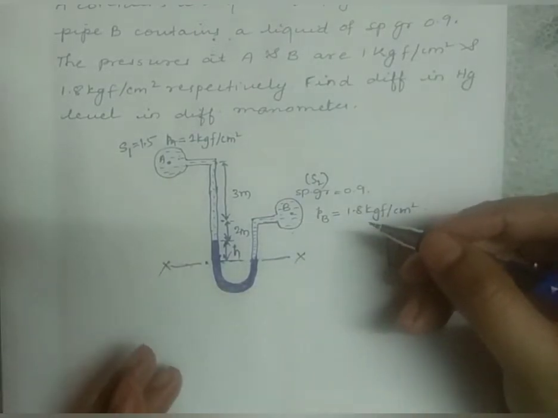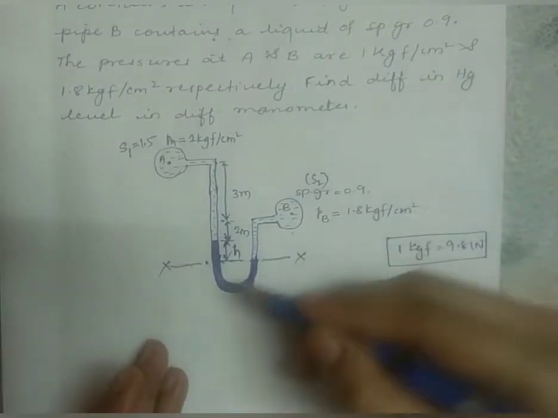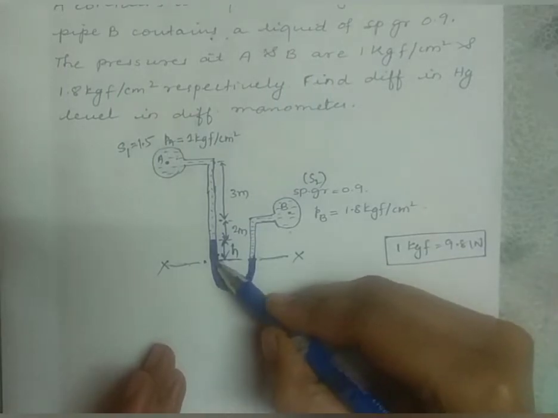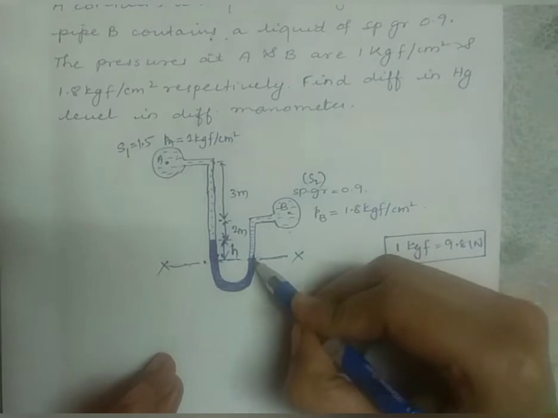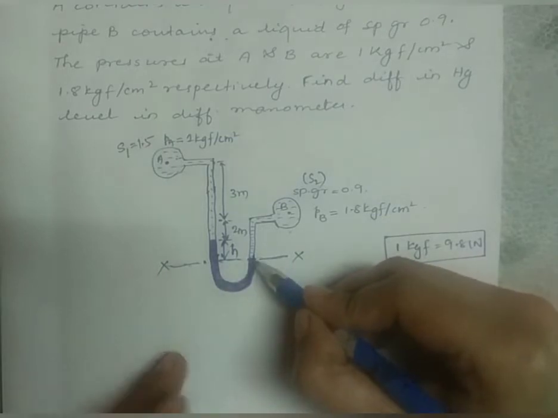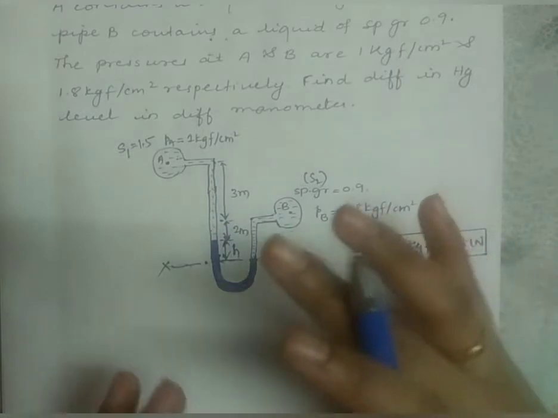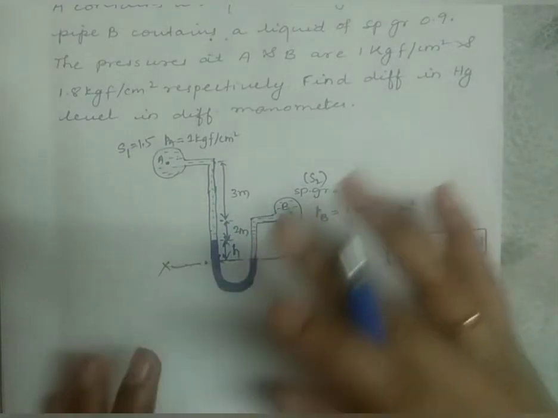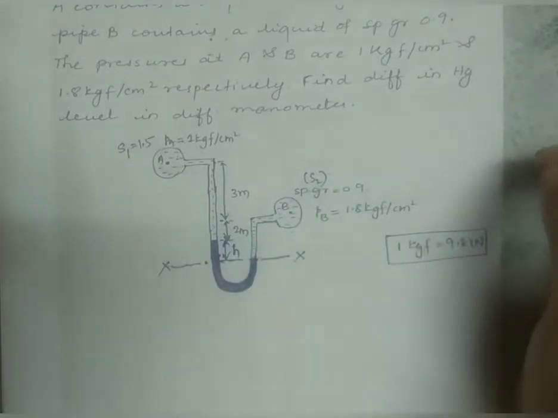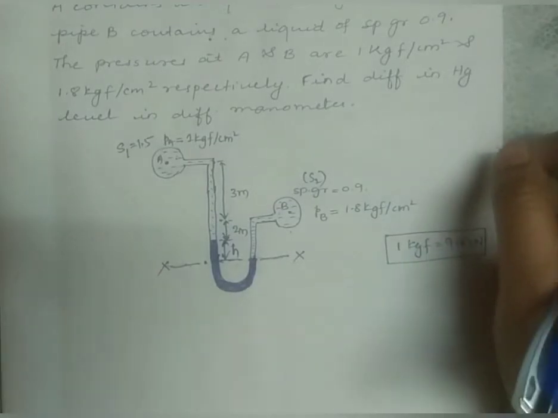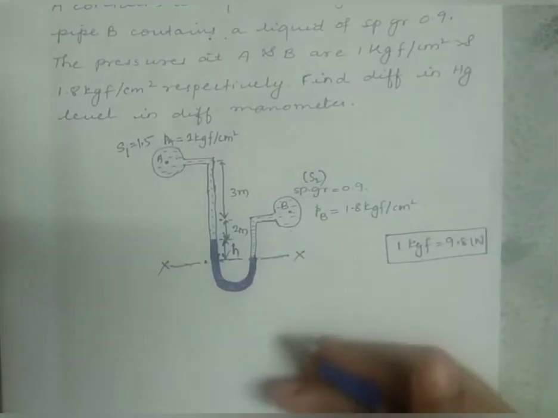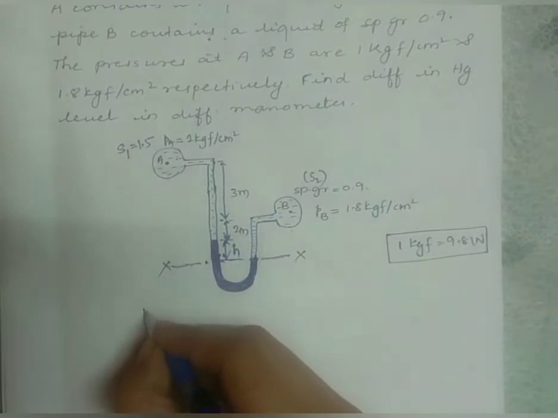Now what is the second part? You just have to equate the pressure at the point in the left limb and the pressure in the right limb at the same level. The procedure for every manometer is somewhat similar. So I am starting. First I will write down PA.